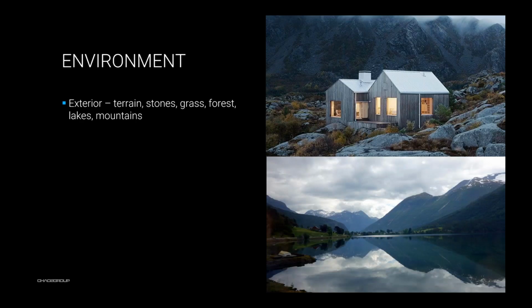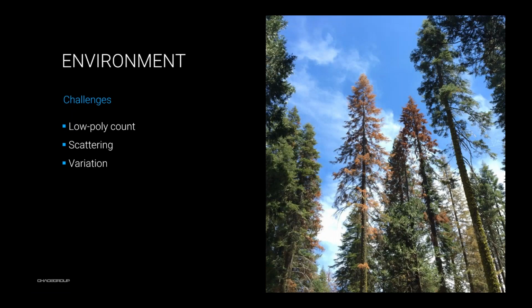And let's start with the geometry for the environment. When it comes to the environment, we have a few challenges that we want to fix. The first one is the poly count, because we want to have really heavy geometry for the trees, for example, in order to be realistic. But at the same time, we don't want to make the project too heavy. Another thing that we want is to scatter all those trees or stones really fast, and we need variation.